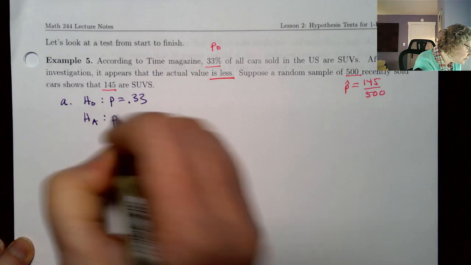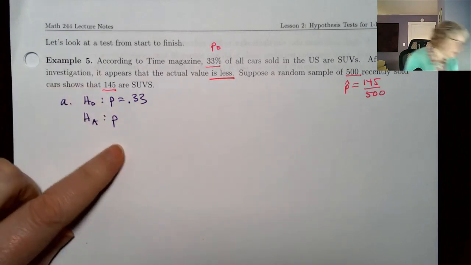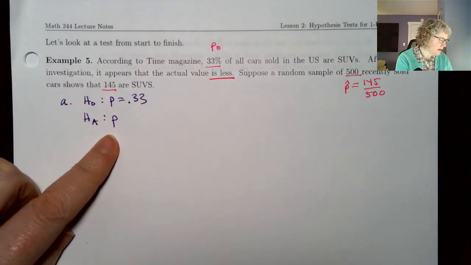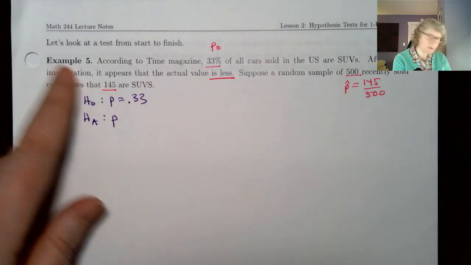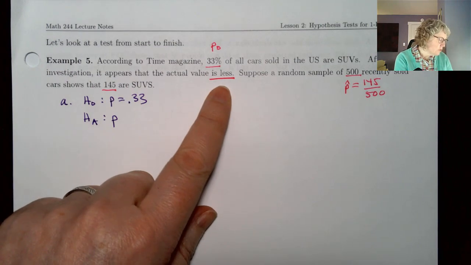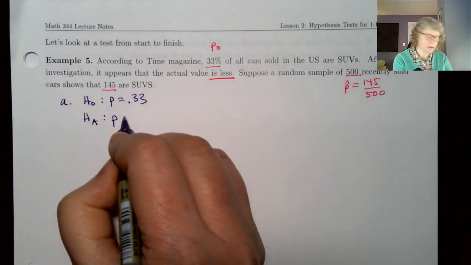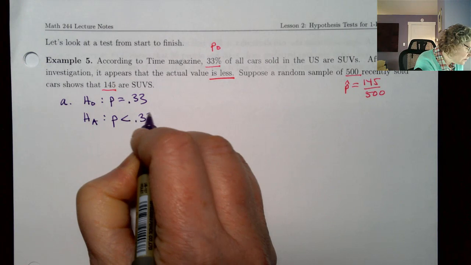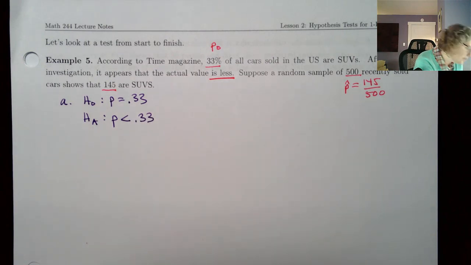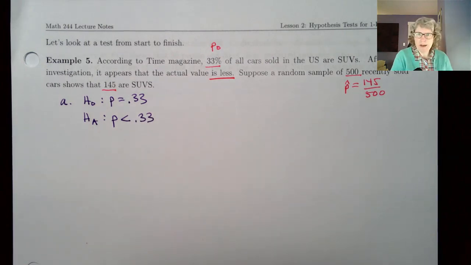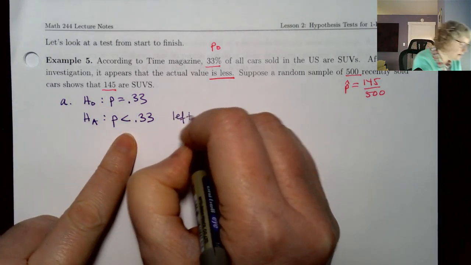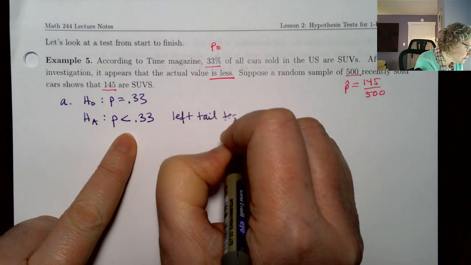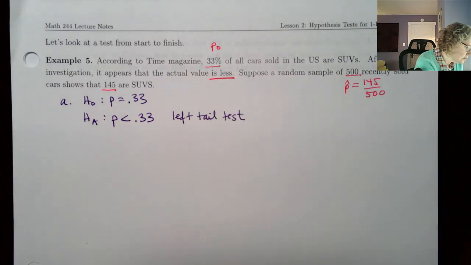Our alternate is what we're trying to show. We always have the same variable there. And is it greater than or less than or not equal to? They're trying to show, or it appears the actual value is less. So they're trying to see, is there evidence that this has gone down or the value is less than 33%. Okay, so that makes this a left tail test. You don't have to write that, but if it's useful, you can write it.